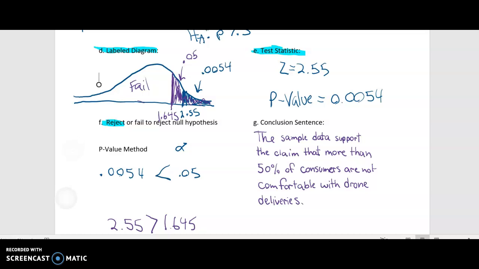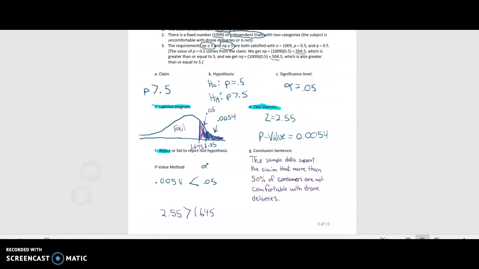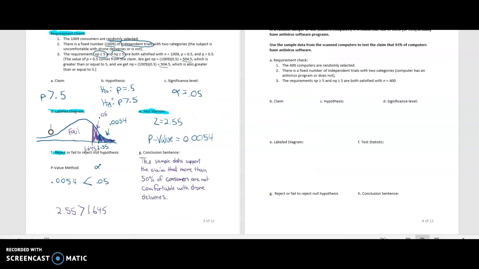Make sure that you have all of these components for your work, from the requirement check down to the conclusion statement, in the format that we discussed in class.